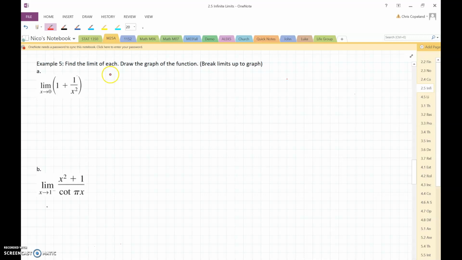So let's think of f of x equaling 1 plus 1 over x squared. Okay, so let's try to graph this function. We should be able to recognize that this is a parent function. Okay, and we should know that this 1 plus shifts that graph up 1 unit through transformations.